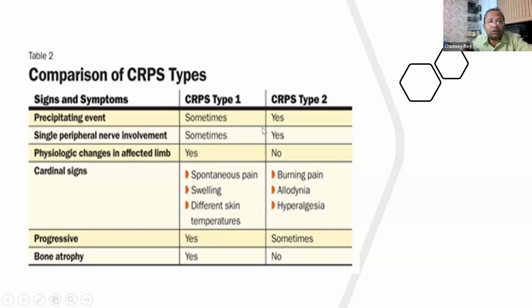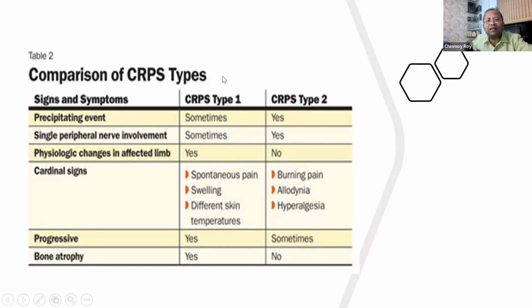So here you can see CRPS 1 and 2. As I told you, CRPS 1 is RSD, and this is causalgia. So why was the distinction made? This distinction was made only for prognostication, and there was no other cause, because the symptoms remain the same. So how has it been differentiated? On the basis of the precipitating event. In CRPS type 1, the precipitating event is not there, but in CRPS 2, a precipitating event is always there, though they have written that sometimes it started suddenly without any detectable nerve injury or precipitating event.